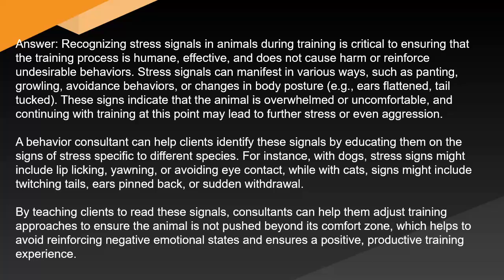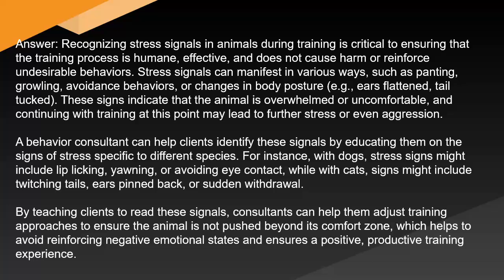Stress signals can manifest in various ways, such as panting, growling, avoidance behaviors, or changes in body posture. Ears flatten, tail tucked. These signs indicate that the animal is overwhelmed or uncomfortable, and continuing with training at this point may lead to further stress or even aggression.